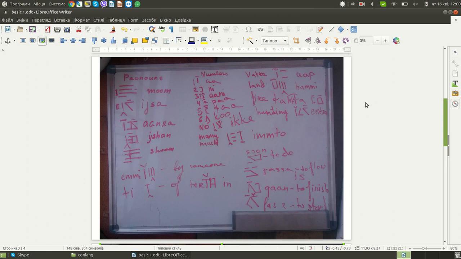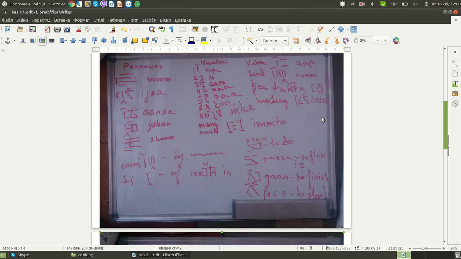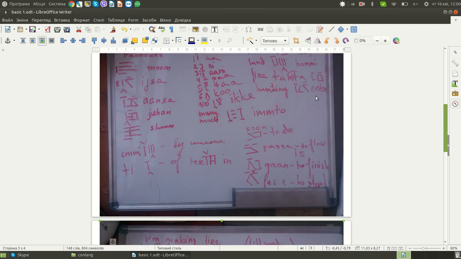water, hummy, land, fire, you know it, it's hla, hunting, it's eska, yeah, no, it's exa. Must be. Why there is doubled E, I don't know, because there are two consonants. It must not be doubled. Exa. Simple.